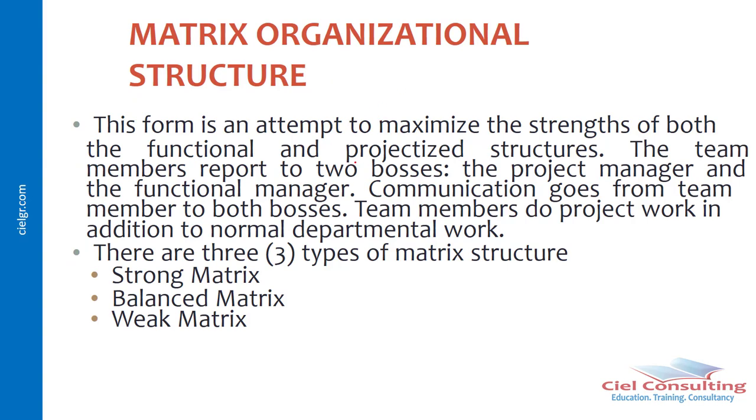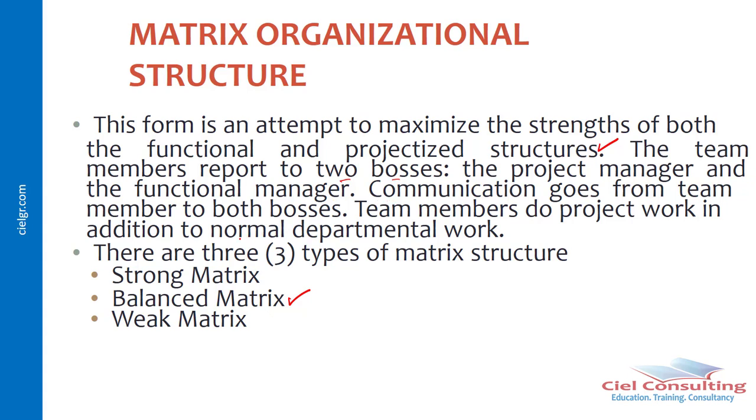Then we talk about the matrix organizational structure. Remember we said the matrix organizational structure is basically a hybrid. It combines and tries to maximize the strengths of both the functional as well as the projectized organizational structure. In some forms of matrix organizational structure, you have a situation where team members actually report to two bosses. For example, in a balanced matrix, you have the project manager and you also have the functional manager. So team members report to more than one boss.